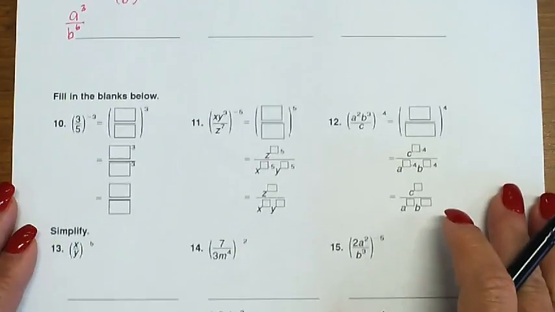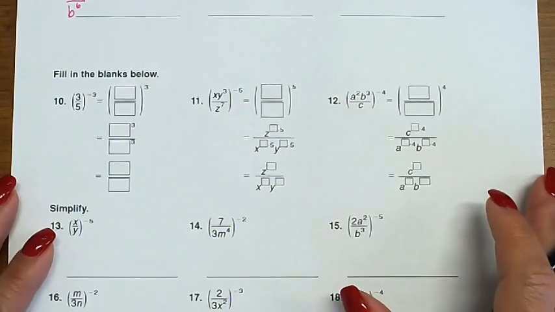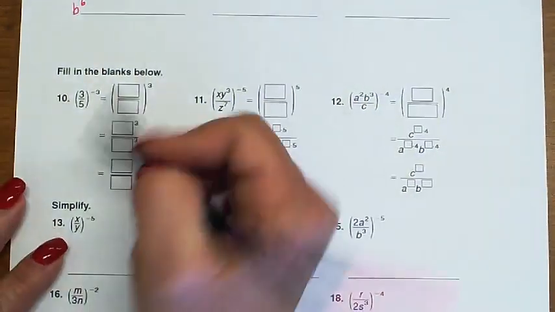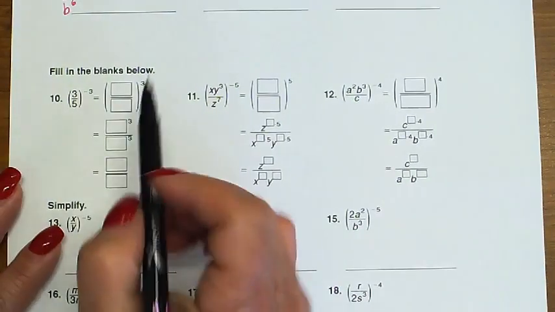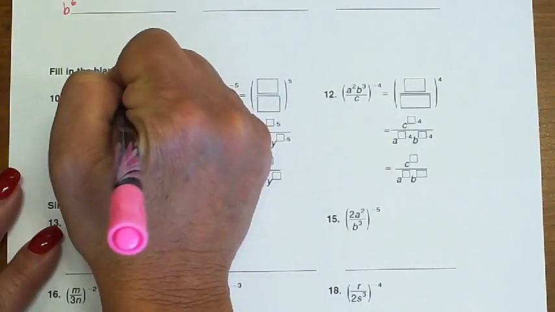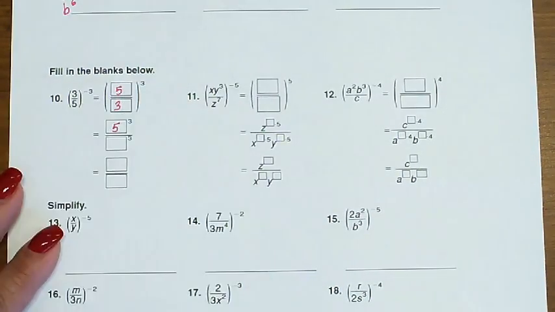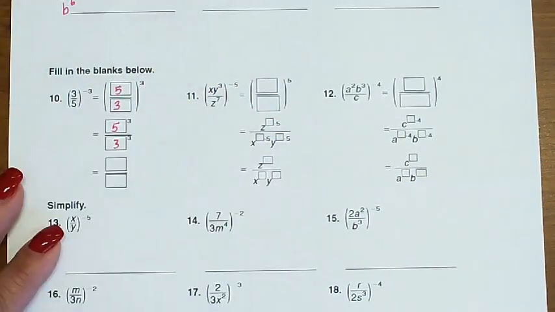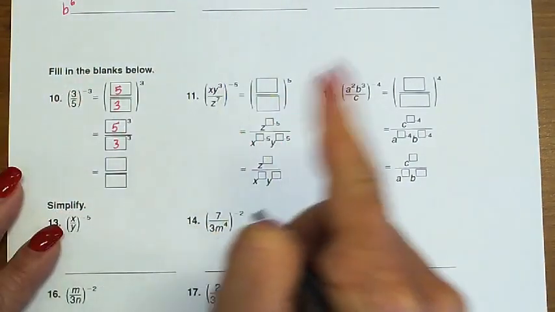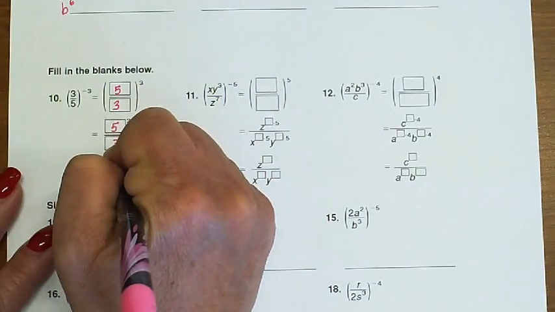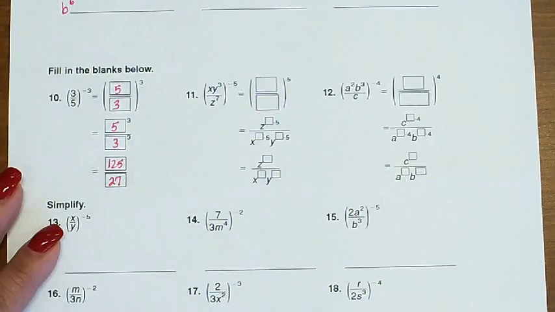And let's just jump down here and we'll do a few of these. These are the ones with our negative exponents, where we want to flip it, find the reciprocal, and then make that exponent positive. So if I flip 3/5, that becomes 5/3 raised to the third power. So that's equivalent to 5 to the third power divided by 3 to the third power. And then if I actually work that out, 5 times 5 times 5 gives me 125, and 3 times 3 times 3 gives me 27.